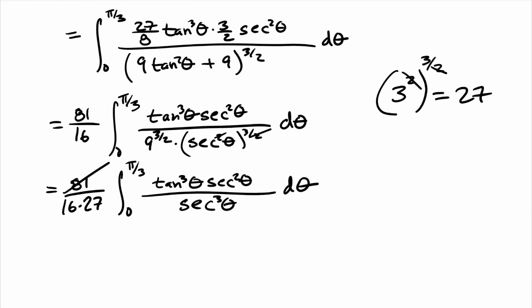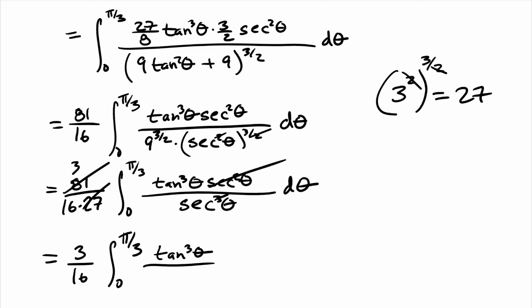Let's clean those numbers up. 81 divided by 27 is 3, so you end up with 3 over 16. The integral from 0 to pi over 3. Secant squared is going to cancel with that, and it's going to leave us with tangent cubed of theta over secant of theta d theta. Let's change everything into sines and cosines, huh?